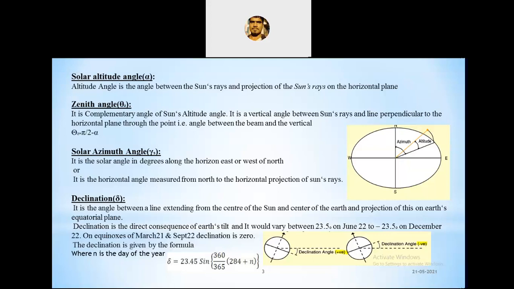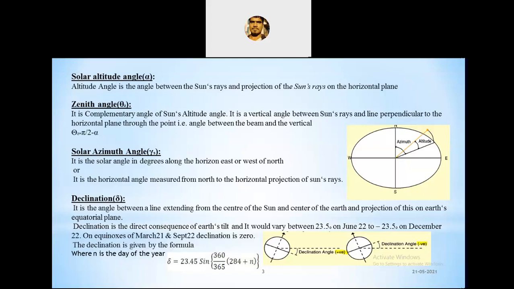Let us assume the sun rays fall at an alpha of 15 degrees. Then what about the zenith angle? 90 minus 15 is 75, so 75 is the zenith angle. If the solar altitude angle is 80, then the zenith angle becomes 10 degrees, 90 minus 80. Like this, you can calculate the zenith angle or the solar altitude angle.